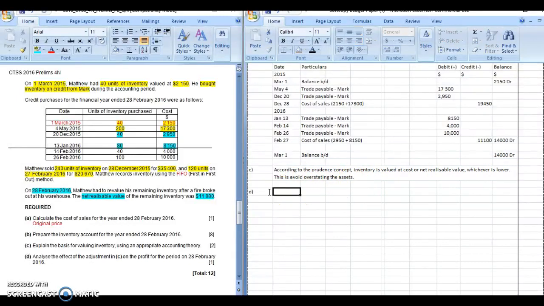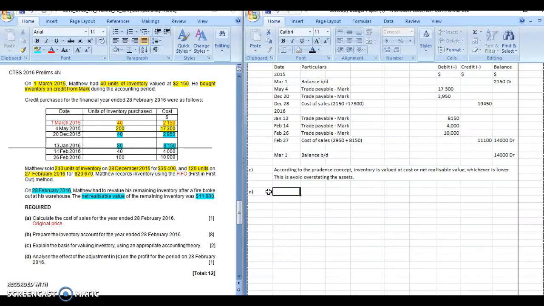Okay, we don't want to overstate our assets, because if you overstate the assets for this financial year, the following year you will have a higher cost of sales. And with higher cost of sales, you would naturally have lower gross profit, and this might lead to a lower profit for the year. So always report your inventory at the lower value.